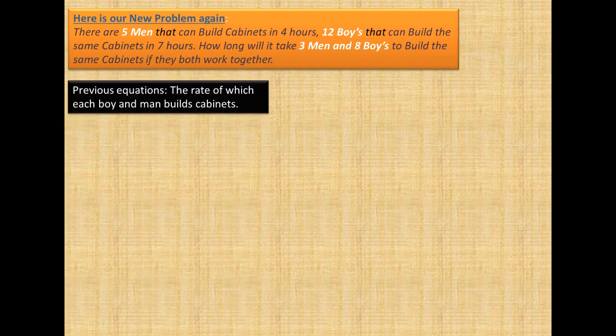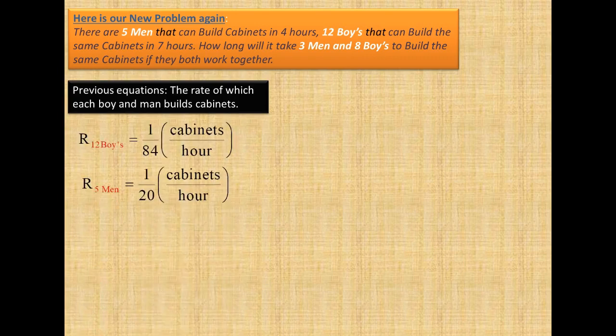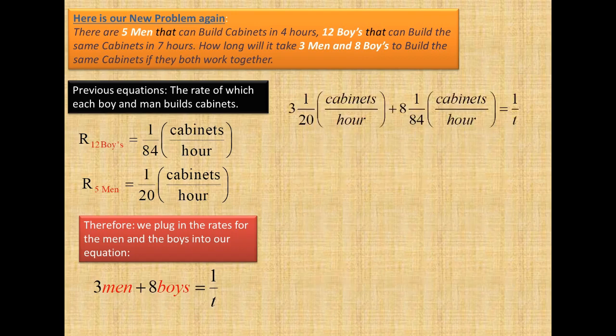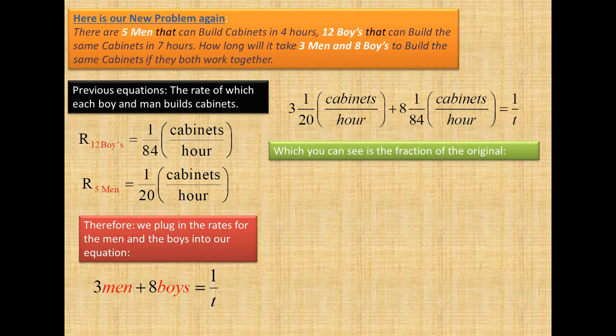The previous equation is the rate at which each boy and man builds a cabinet. Here are our previous equations. Therefore, we plug in the rates for the men and the boys into our equation: 3 men plus 8 boys. And how long does it take? We've got to solve for T. Here's our equation: 3 times the men's rate plus 8 times the boys' rate equals 1/T, which you can see is a fraction of the original.